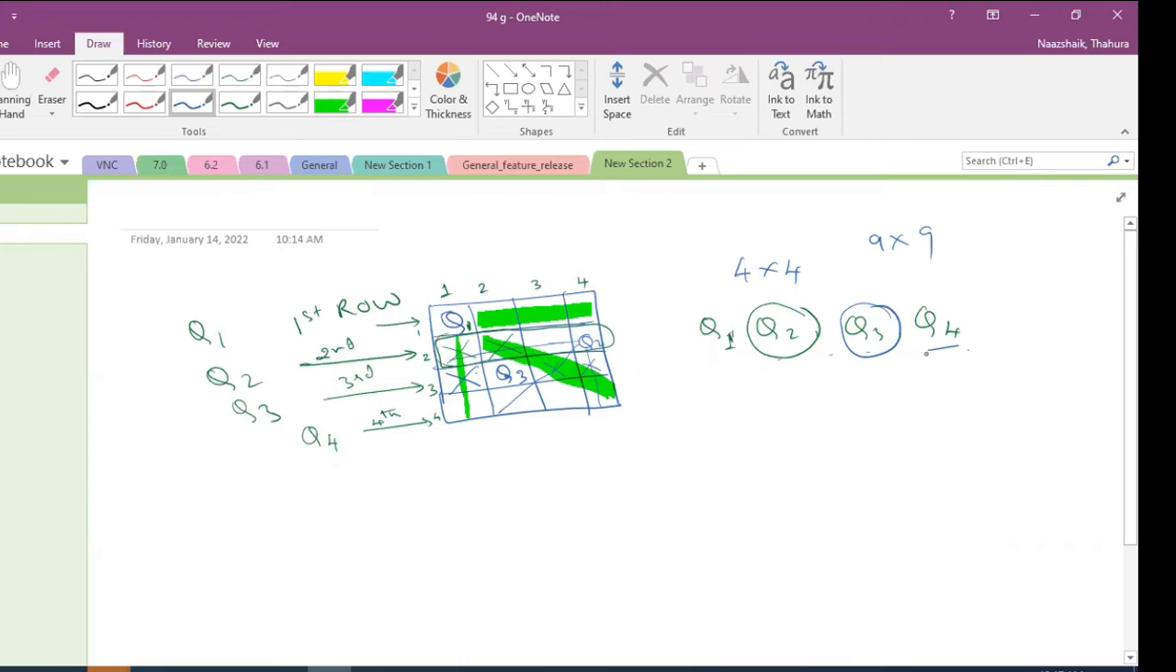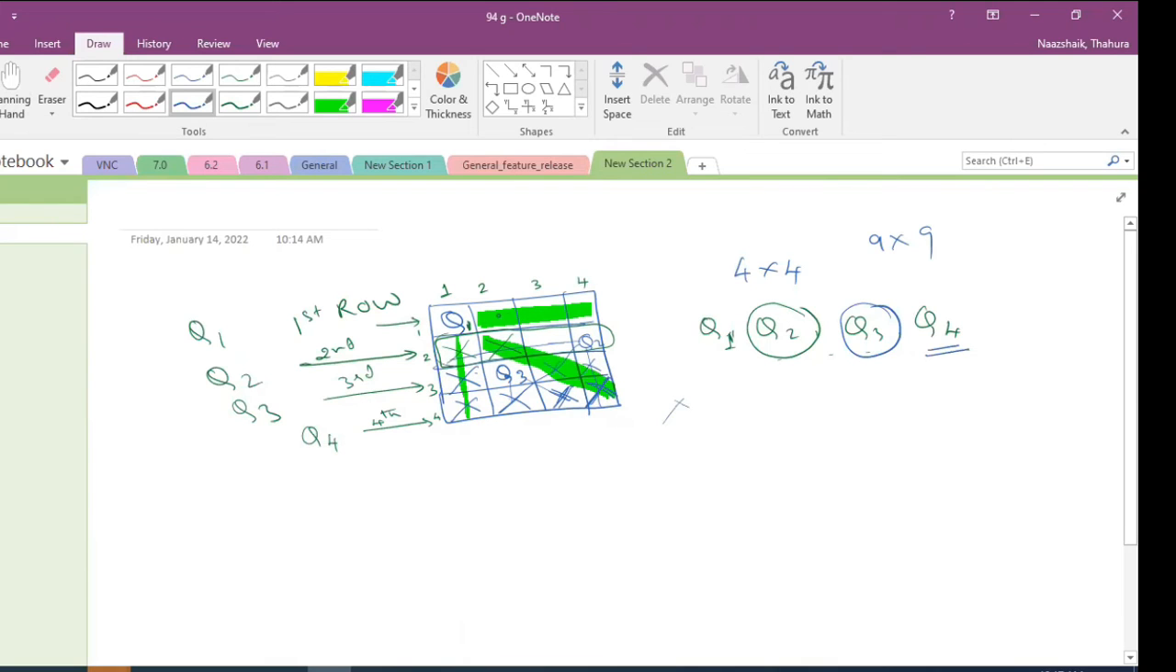Then let's take a look at queen 4. What is the safe place to place queen 4? Here I cannot place because it will get hit. Here I cannot place because it will get hit by this queen. Here also, and here also, it will get hit by this queen. So with this placement, I don't have a choice. I cannot place queen 4 anywhere, so I have to go back and change the positions of these queens.